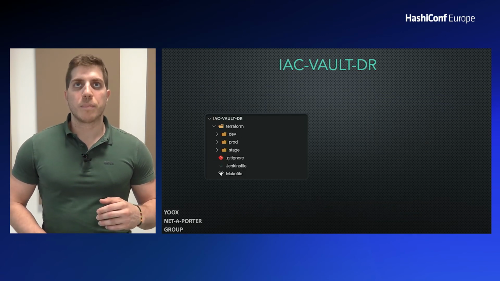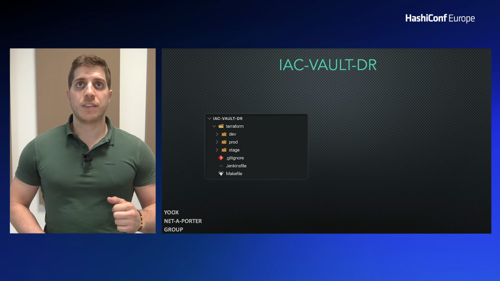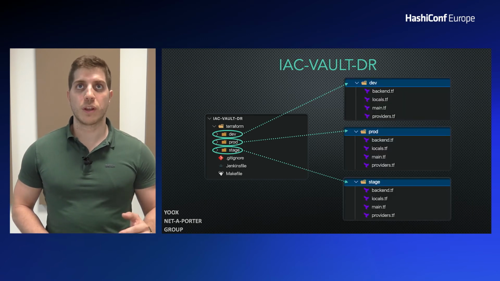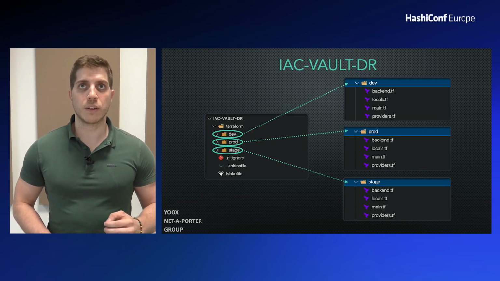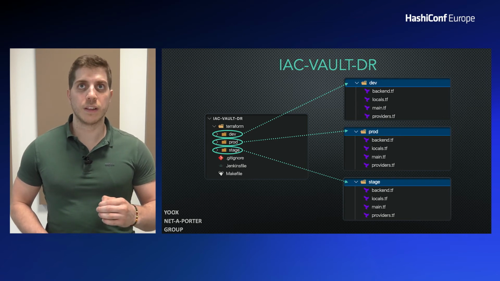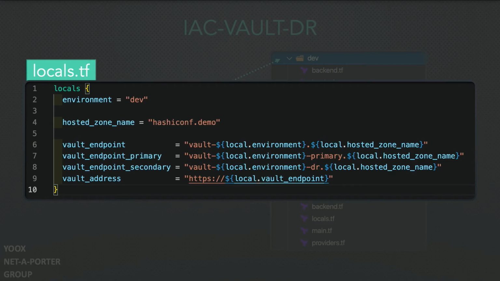So we can now inspect the IAC vault-dr. Here we find 3 environments: the dev, the prod, and the stage environments. We have 4 Terraform files: the backend.tf, the main.tf, the locals.tf, and the providers.tf. So if we take a look at the locals.tf, we are defining the local variables. The only one that will be different between each environment is indeed the environment one. In this case, we are inspecting the dev one.